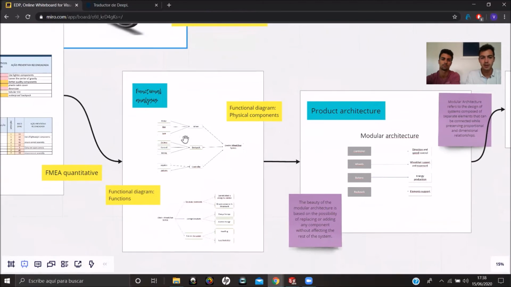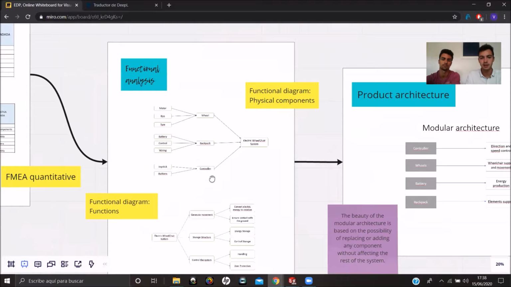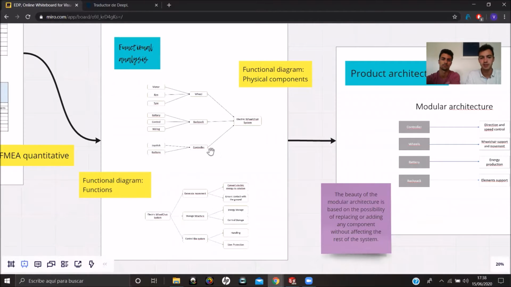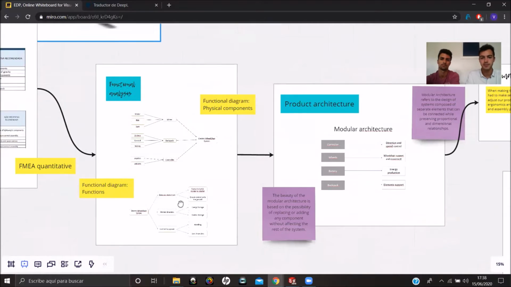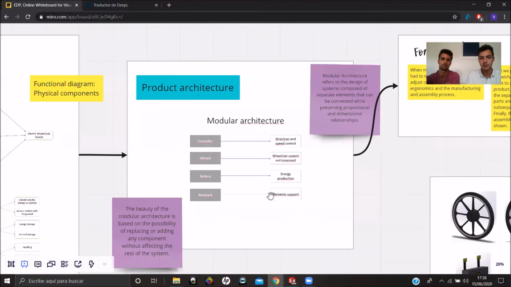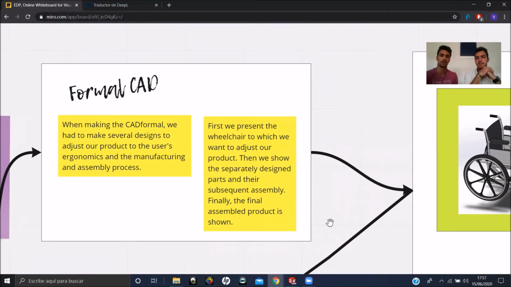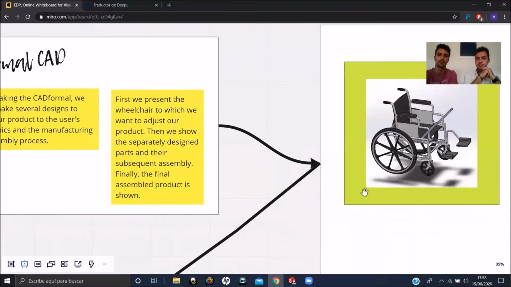Then we moved to the functionalities. Here we have two functional diagrams. The first one is for the physical components, and the second is for the functions. Then we moved to the product architecture, and we found that our product was modular, so we can replace some parts of the product. Once we had all these things, we made the formal cut.